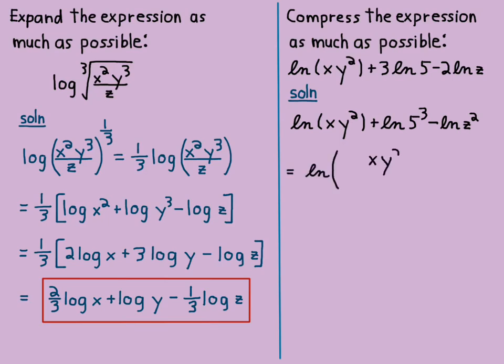So I get ln of 125x squared over z squared. 125 is just the 5 cubed here. 5 cubed is 125. So it's that times xy squared on top. Then the minus puts this z squared on the denominator.